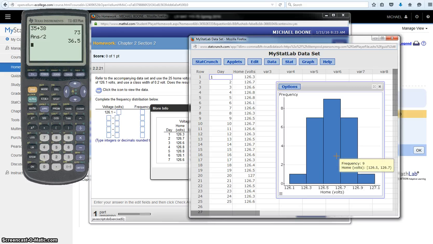So this is just a way that we can use the histogram to help us out on a problem like this. Notice that the lower bound, this one goes from 126.1 is my lower bound, up to 126.3, but not including 126.3, so it has that parentheses. So my next class would start at 126.3 because of the bracket. So hopefully this gives you some insight on how to use StatCrunch for some of the ideas in Section 2.